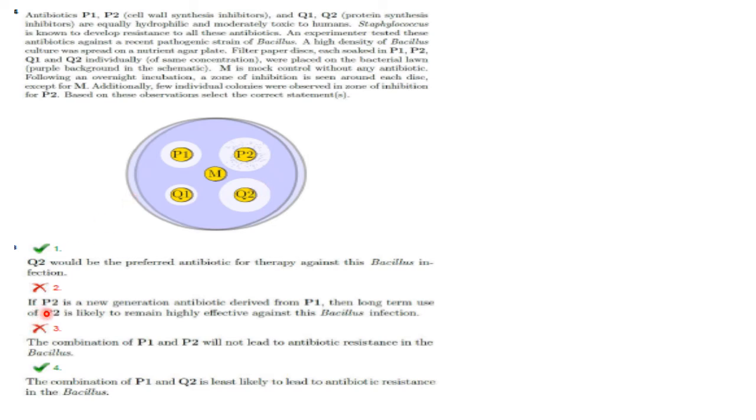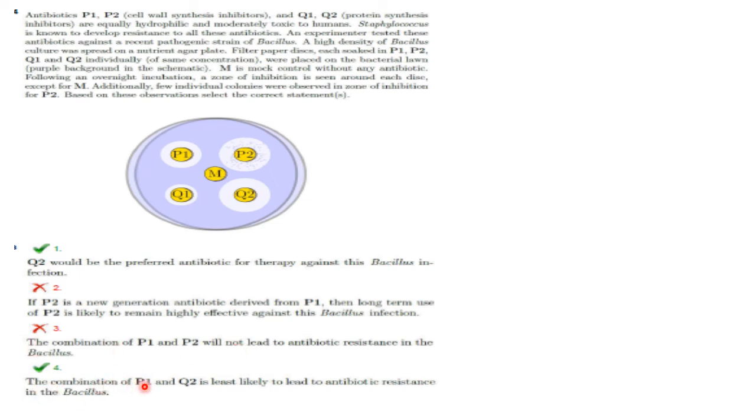Then if P2 is a new generation antibiotic derived from P1, then long-term use of P2 is likely to remain highly effective against the bacillus infection. This statement is true because P2 zone contains resistant colonies growing in the zone of inhibition around P2. Then the combination of P1 and P2 will not lead to antibiotic resistance in the bacillus. P2 will lead to antibiotic resistance in bacillus. So that is also wrong.